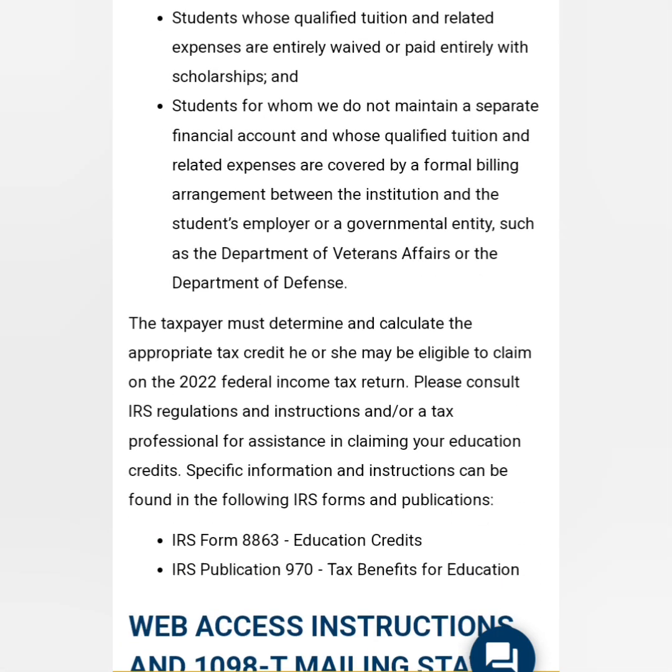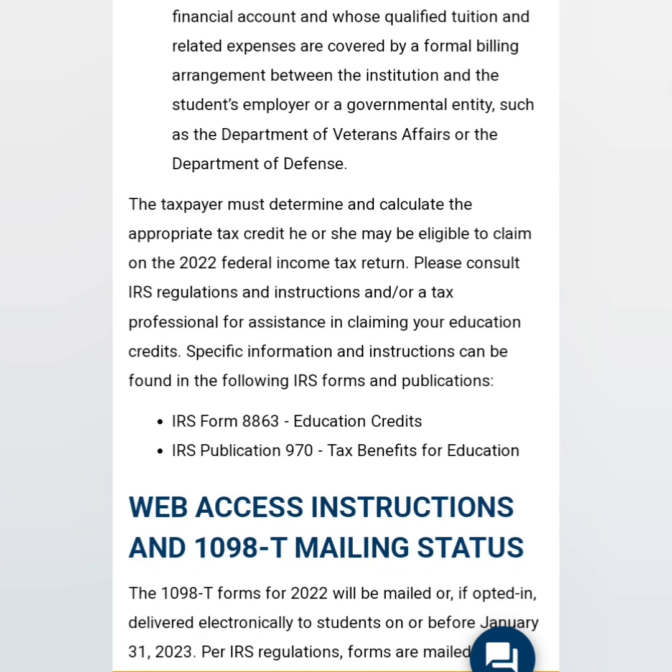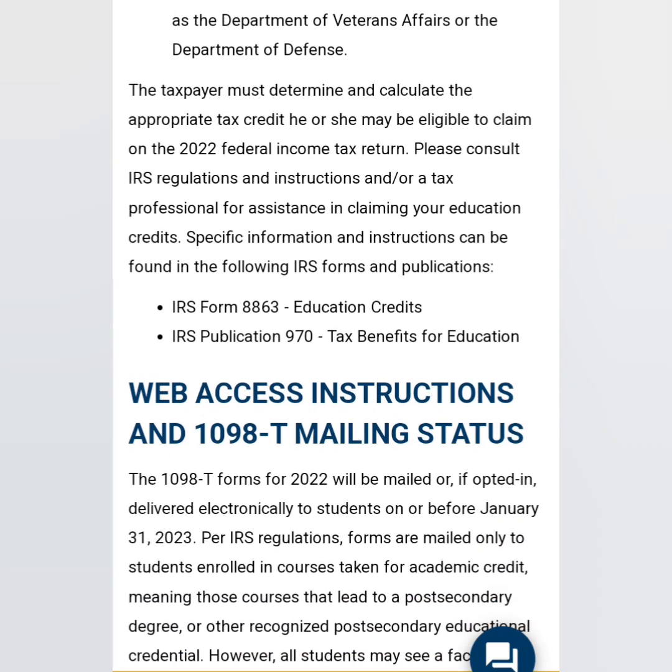The taxpayer must determine and calculate the appropriate tax credit he or she may be eligible to claim on the 2022 federal income tax return. Please consult IRS regulations and instructions and/or a tax professional for assistance in claiming your education credits. Specific information and instructions can be found in the following IRS forms and publications: IRS Form 8863, Education Credits, and IRS Publication 970, Tax Benefits for Education.